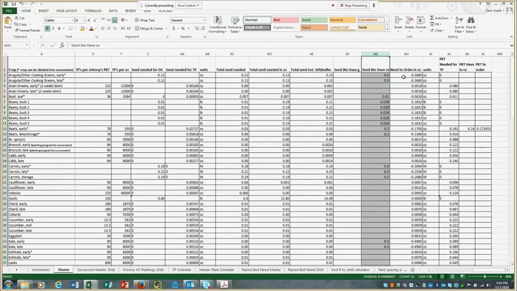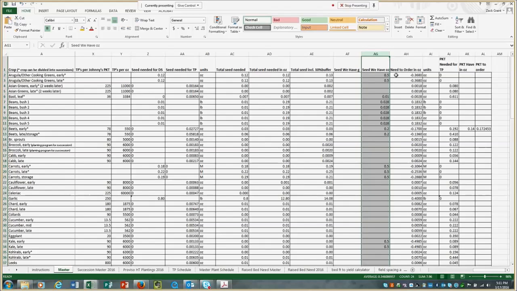Okay, so you might have to order. Say you order a packet of arugula seeds one year, and it's 3 times the amount that you need for the area that you're going to plant. That's okay, because you can save that seed for subsequent years, and you won't need to order arugula seed next year, because you're going to store it in your refrigerator and account for it in this column AG.